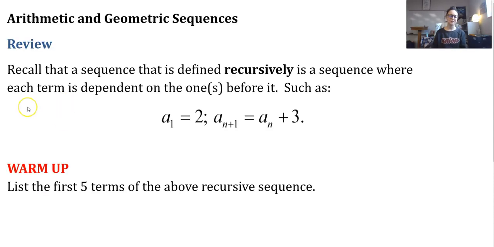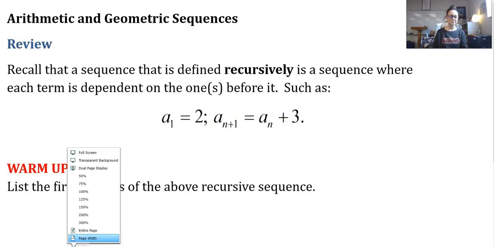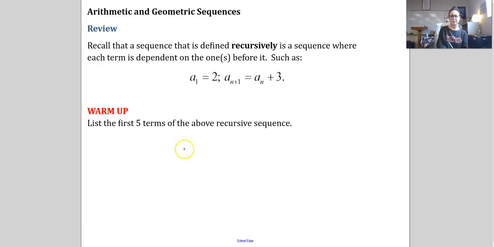All right, so a little bit of review first. Remember that a sequence is defined recursively if you are given the first term or first terms and then given a formula for how to find the remaining terms based on the terms before it. So first pause on the screen. Go ahead and copy the recursion formula I have here, and then find the first 5 terms for me. When you've got it, go ahead and hit continue.